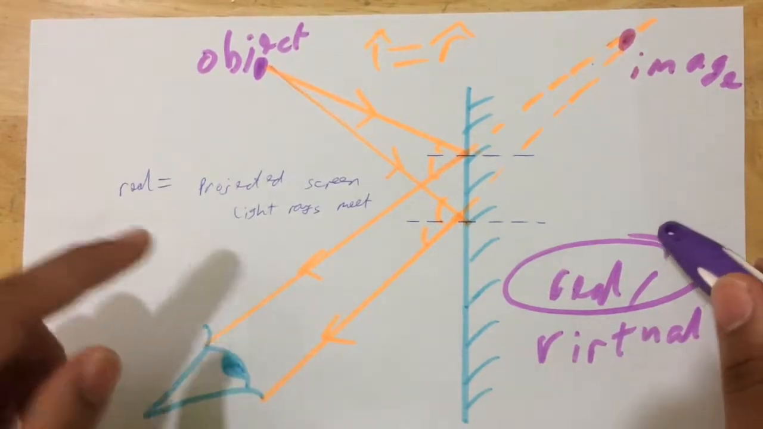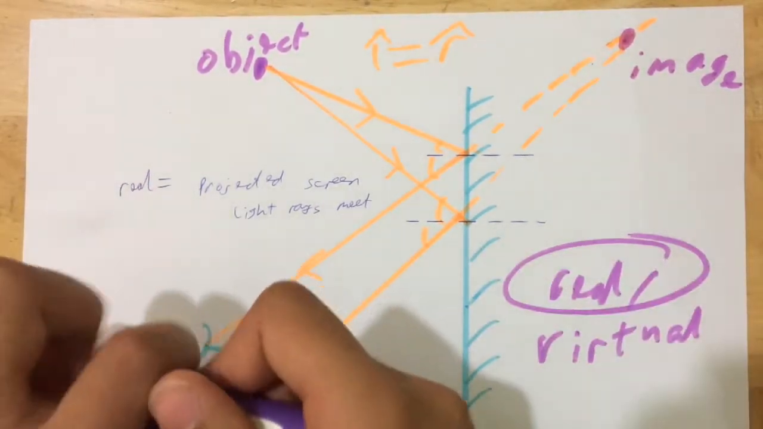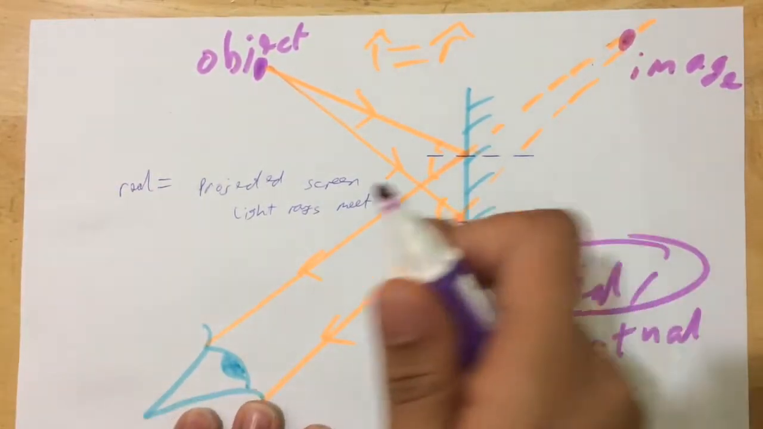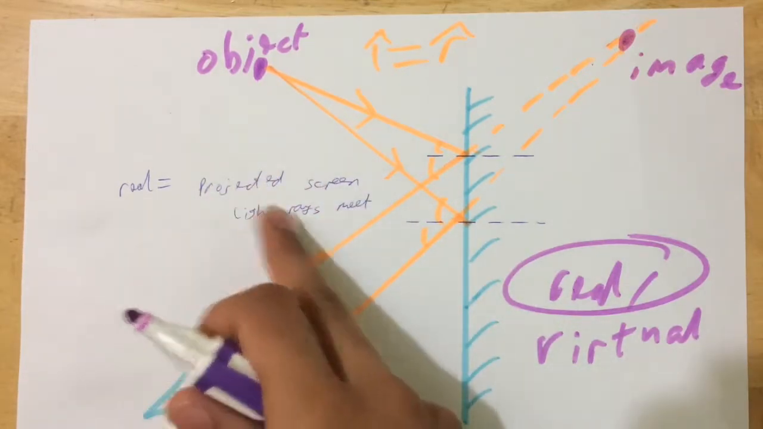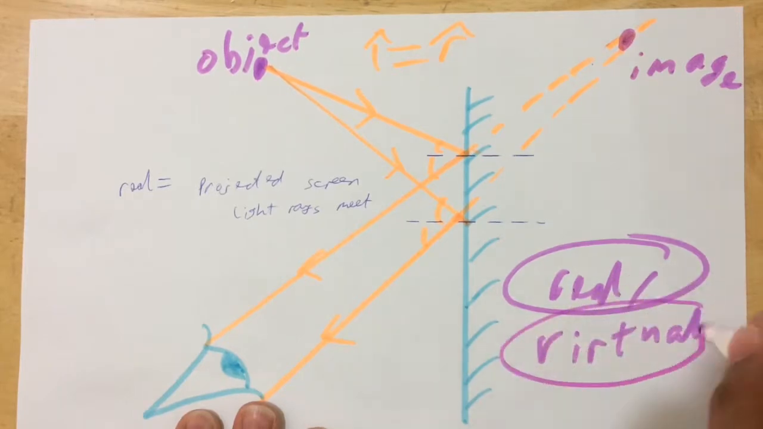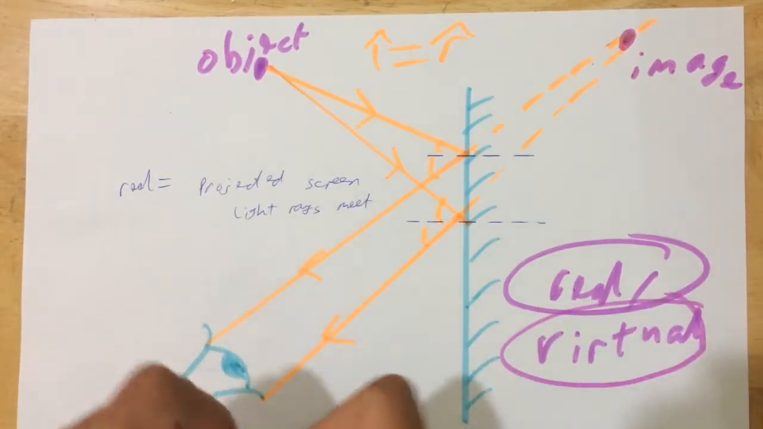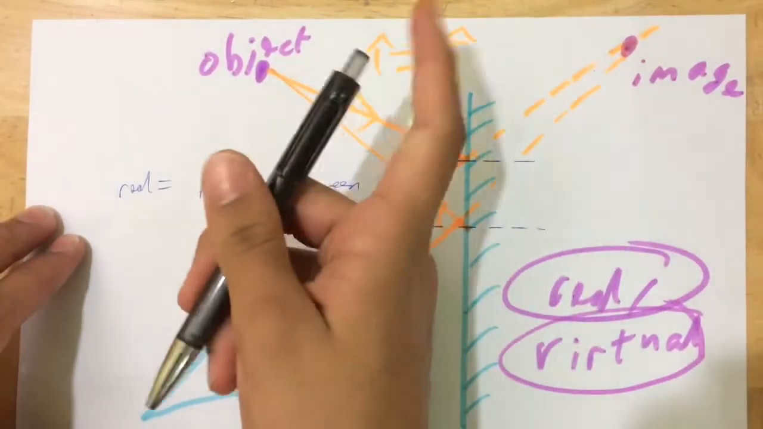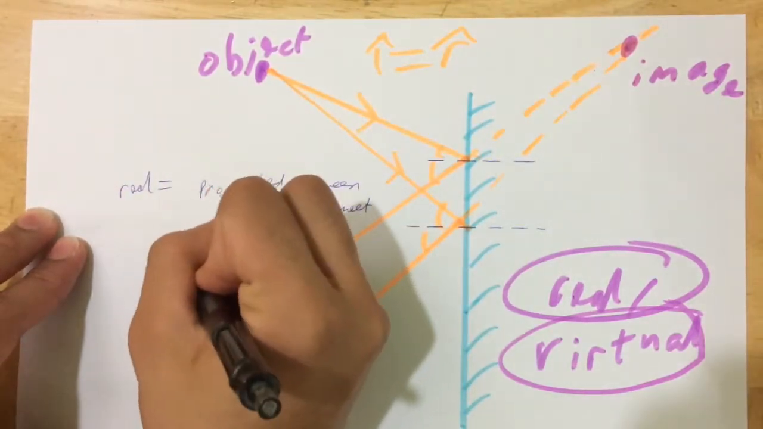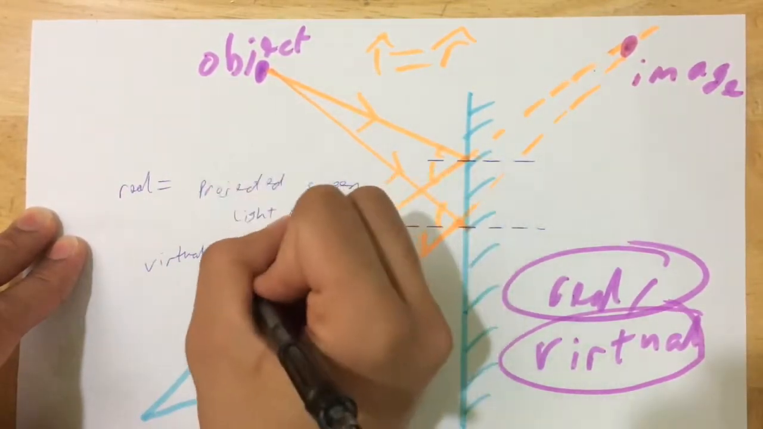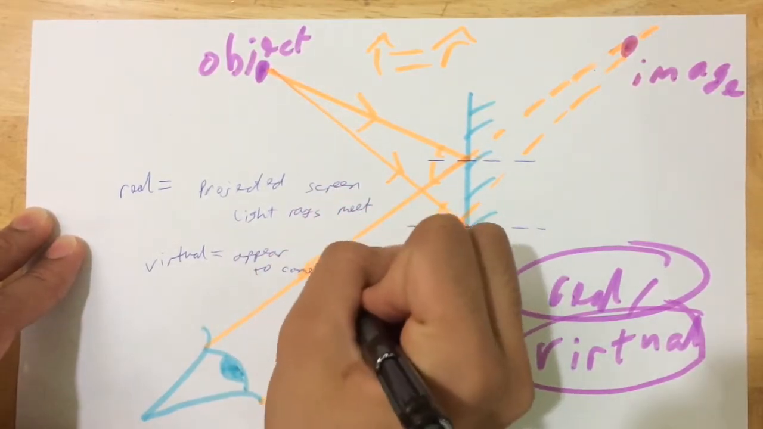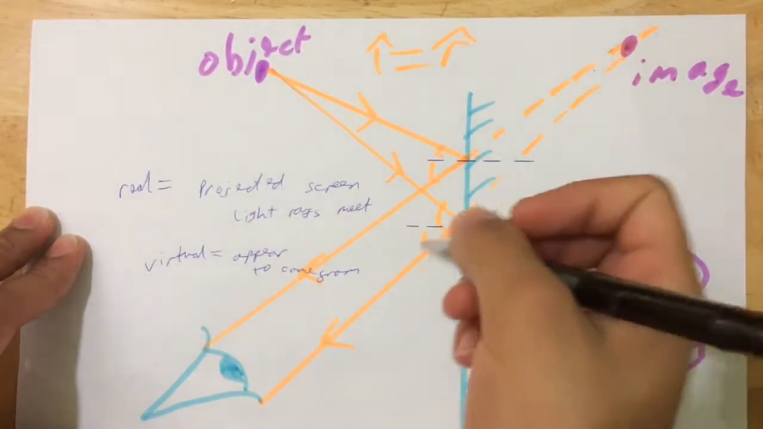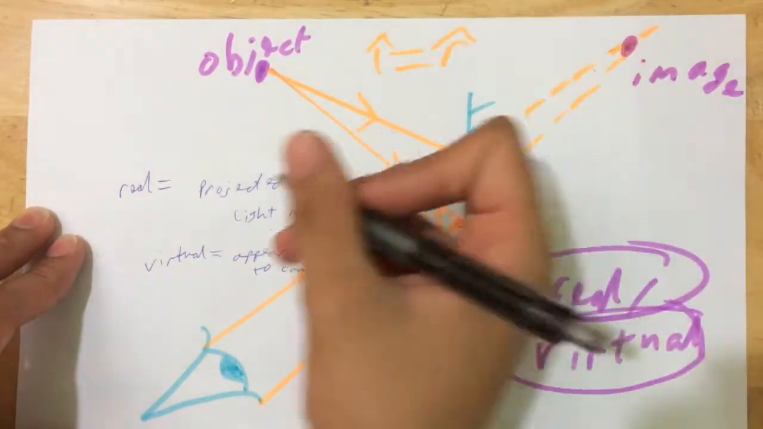Okay, so what is a real and what is a virtual image? Which they might ask you in your exam. A real image is an image that can be projected onto a screen and is an image where light rays meet. A virtual image is an image that cannot be projected onto a screen and is an image from where light rays appear to come from after the image has been reflected, or after light rays have been reflected or refracted.